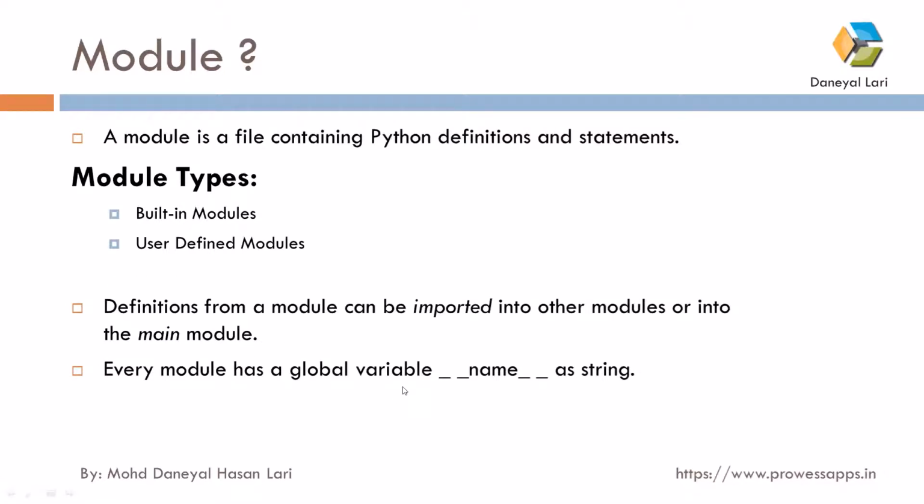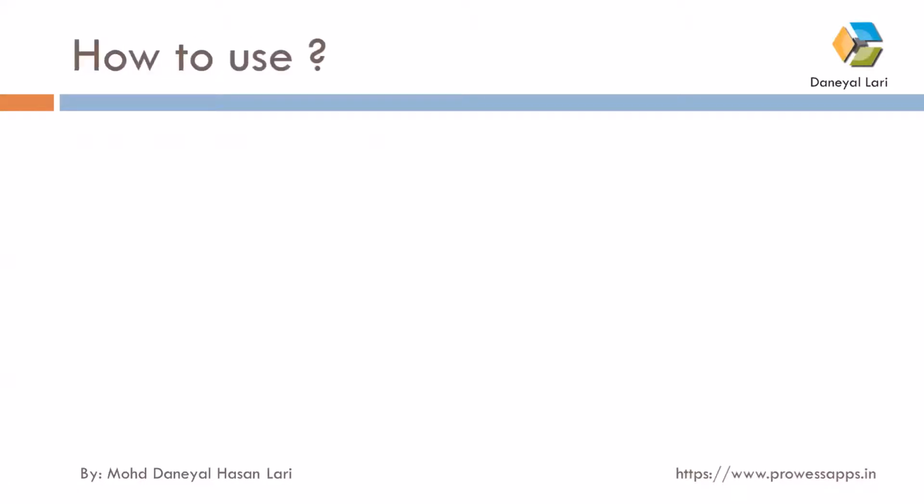What is the global variable? Name, that is, underscore underscore name as a string. This is very important to understand, so I'll make a separate video for this, on how to use this one.